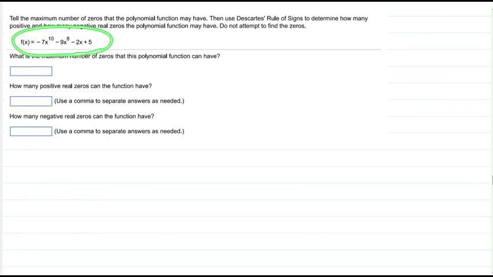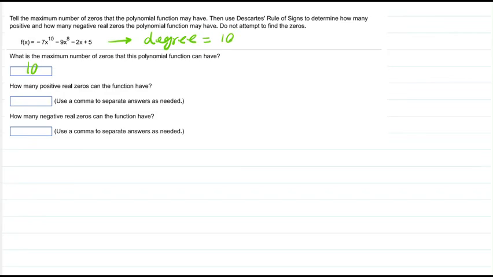Here we have a function, and we want to know what's the maximum number of zeros that this polynomial function may have. The maximum possible number of zeros for a polynomial equals the degree of the polynomial. What is the degree of this polynomial? The degree of this polynomial is the largest exponent of the variable. The largest exponent is 10. So the maximum number of zeros for this polynomial is 10.